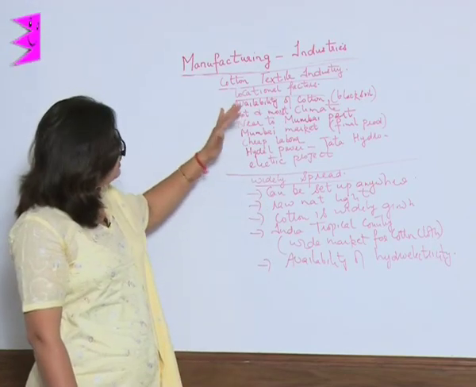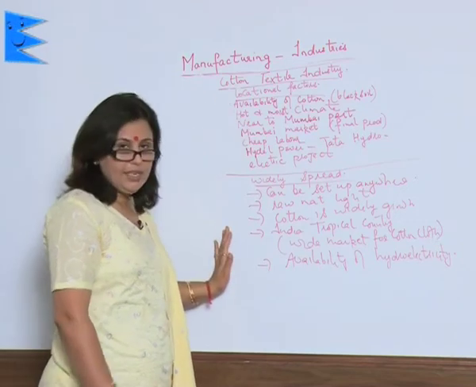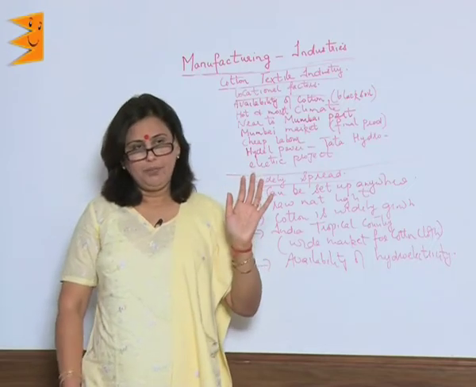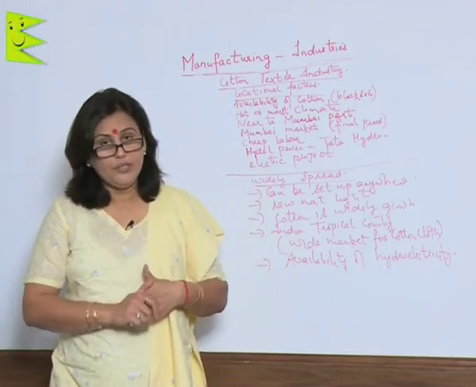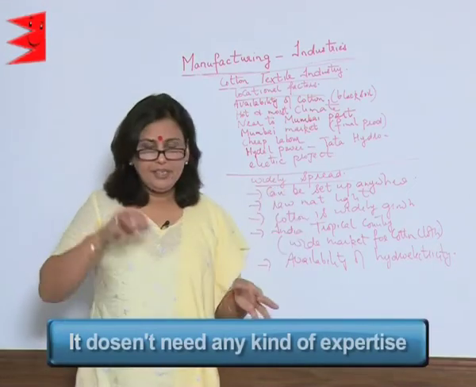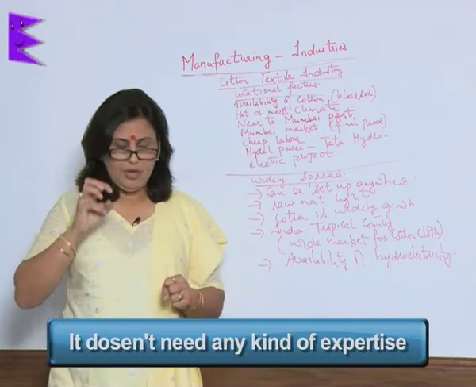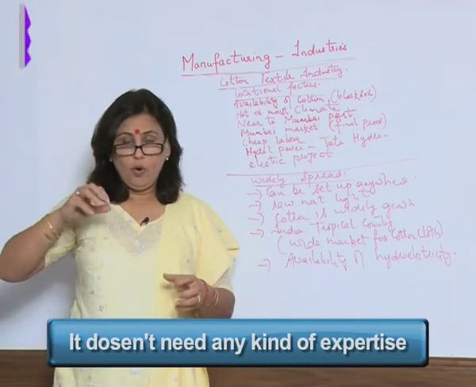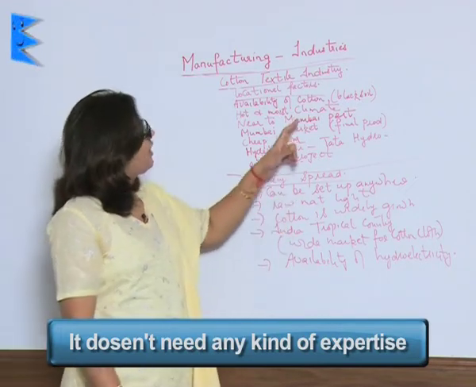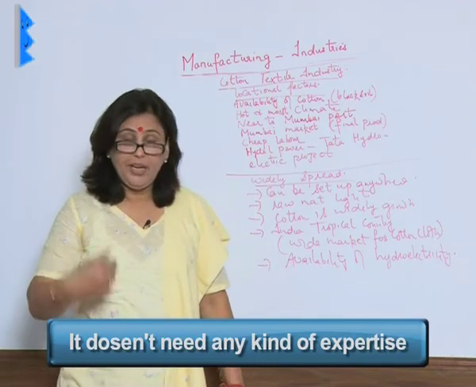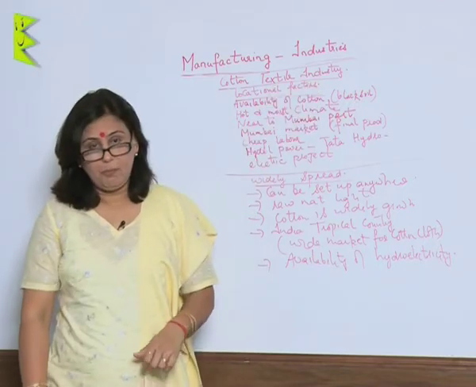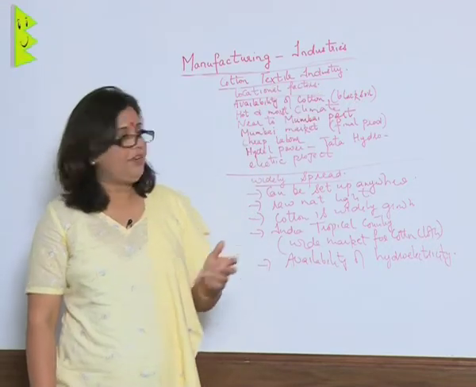Continuing with it, even after all this, we see that the cotton textile industry is spread all over India. Now, what are the factors which make it so widely spread? The reasons are, it does not need a particular kind of expertise or something which is a dire necessity. That is why such an industry can be set up anywhere. Therefore, we see the textile industry spread in India almost everywhere.